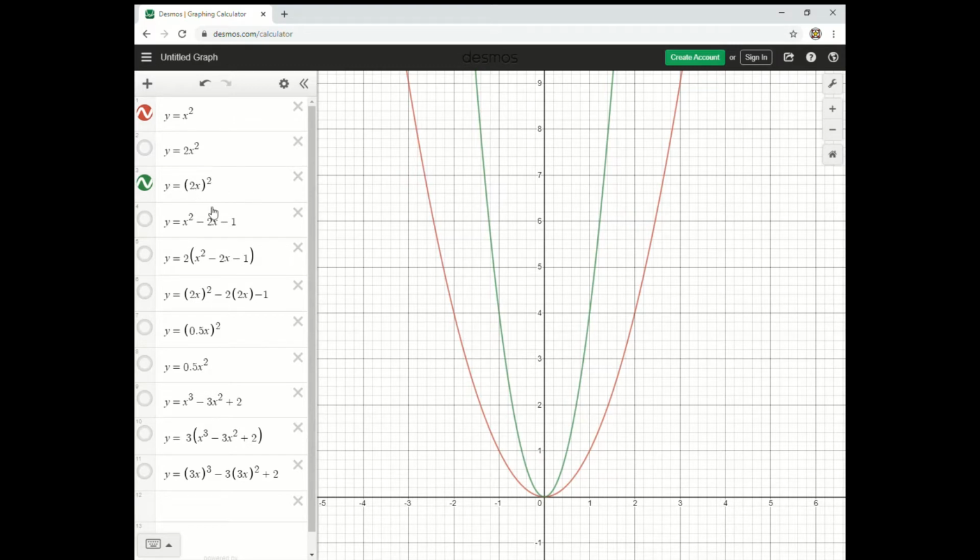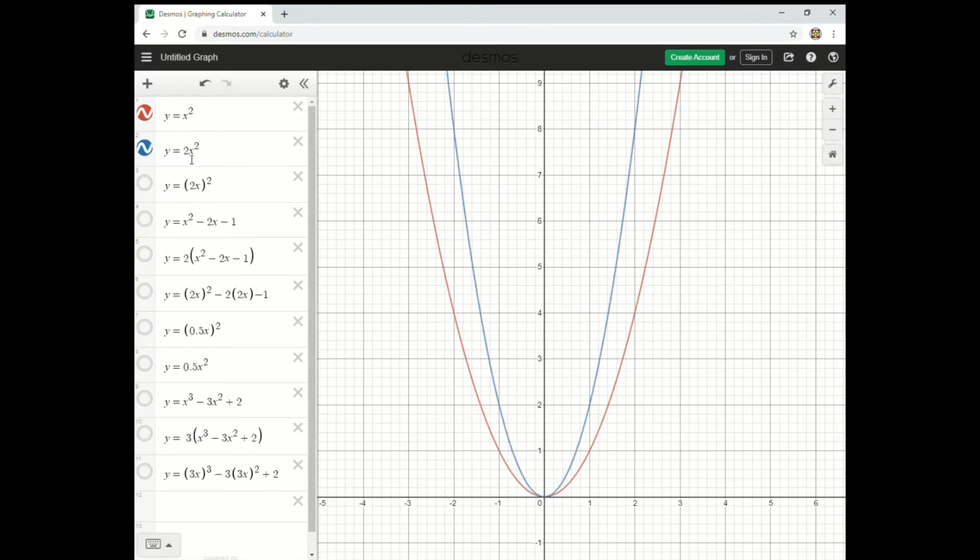So this is a scale factor of a half, 1 over 2, but the stretch is in the x direction. So what we can say from this is that if the 2, the multiplier, is outside of the function, in other words, we're not squaring the 2, we're only squaring the x in 2x squared, then it is in the y direction by a scale factor of 2. In other words, it does exactly what it says on the tin.